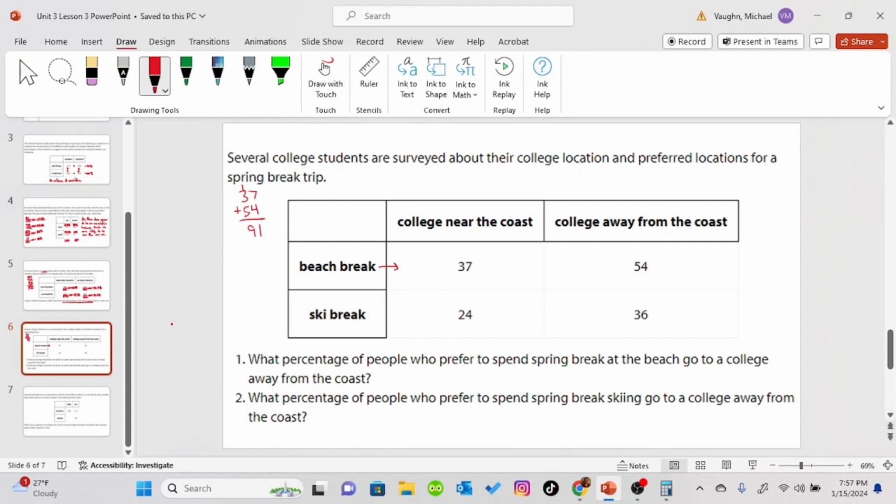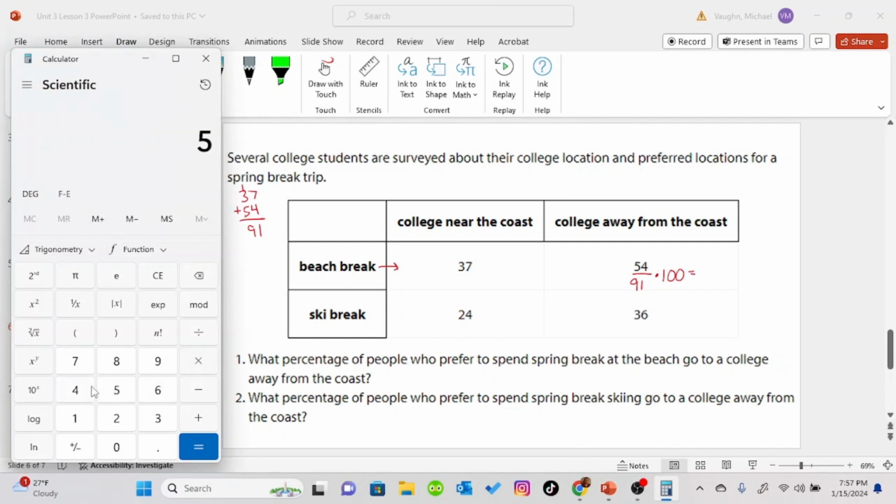So we want the percentage of people who prefer to spend spring break at the beach, and we want to know those who go to a college away from the coast. So we're looking in this box in the top right. We're going to divide 54 by 91 times 100 to find our percentage. That is approximately 59.3%.